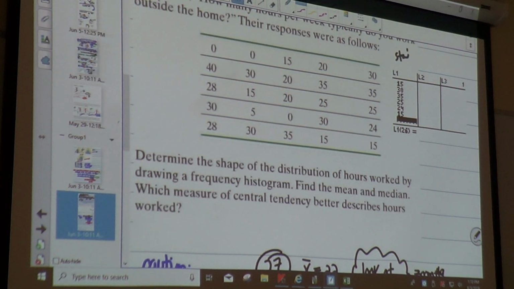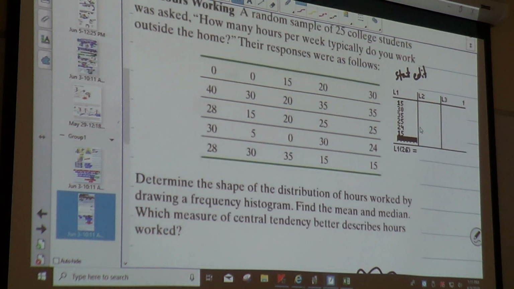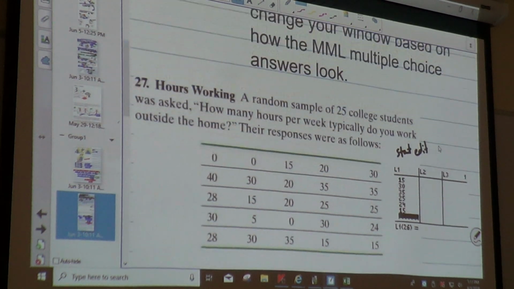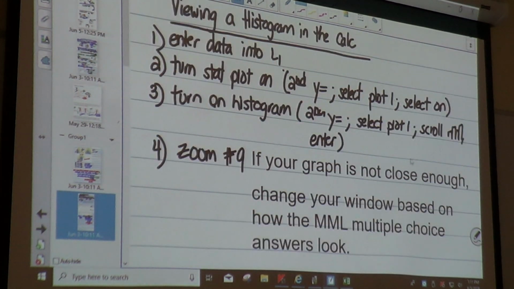I did stat, edit, and I typed in all the data. Now, I'm not going to do calculate one of our stats because that just tells me the mean and the median. So I'm going to do something a little bit different. Okay? And I have the directions up here, so if you need to come back to it.